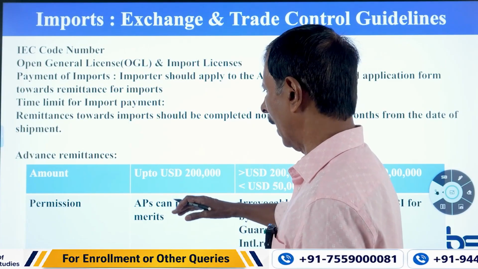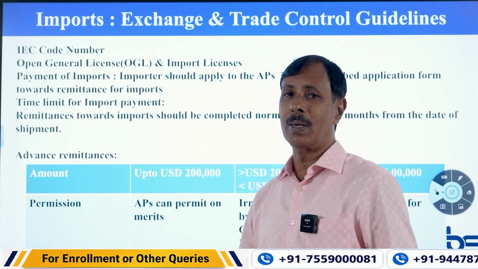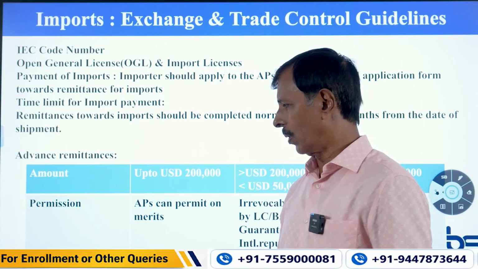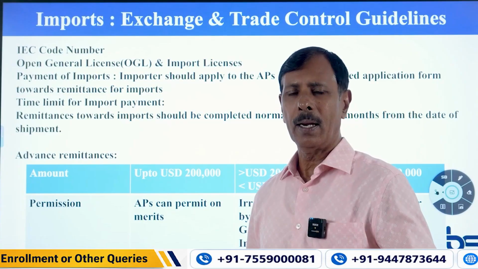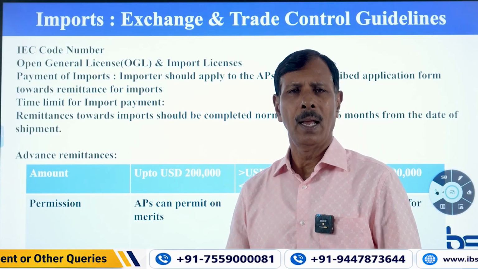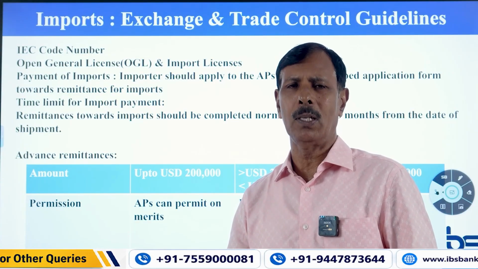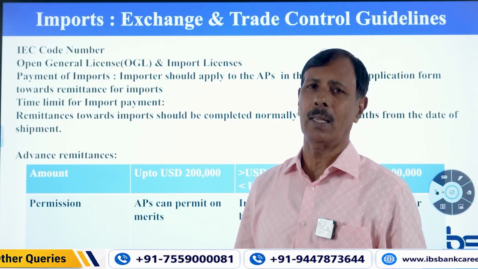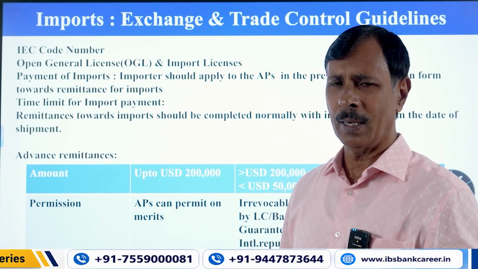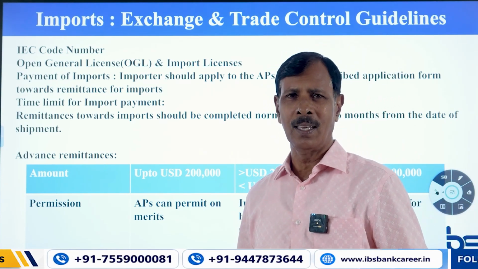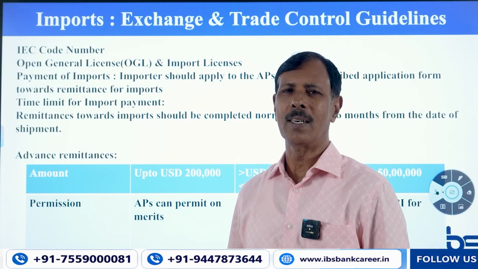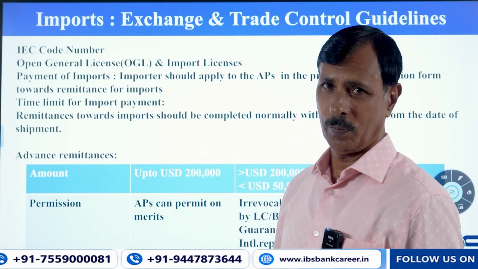So the guideline is, if the request for an advance remittance for import is up to 2 lakh US dollar, the bank can allow it on merit. So they have to use the discretion, and if the amount is within 2 lakh US dollar or equal in any other currency, it can be allowed. But it doesn't mean that you have to allow for all cases. You have to look into it, and on merits, you use your discretionary power and you can allow.